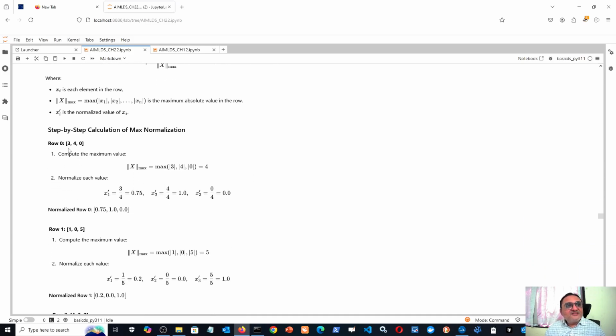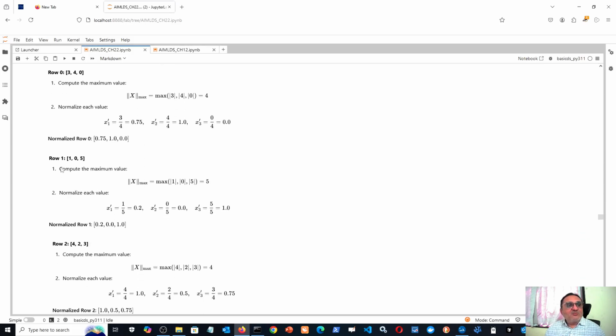So that means if this is row 340, then the maximum will be 4. So all observations should be divided by 4. So 3 by 4, 4 by 4, and 0 by 4. And therefore, whatever was the largest value, that would be converted into 1 in the max normalization.